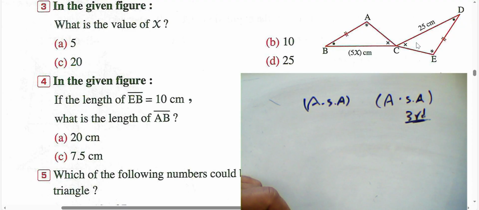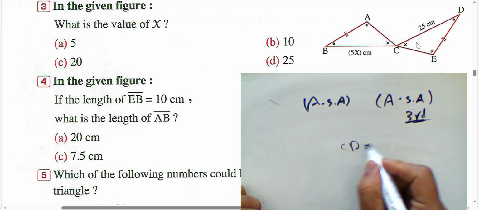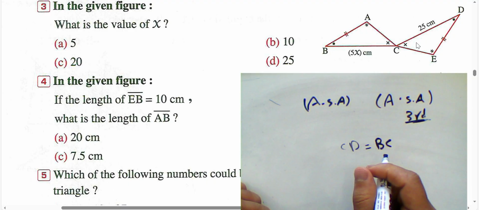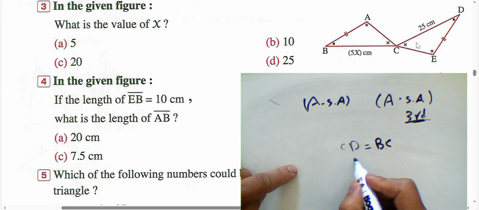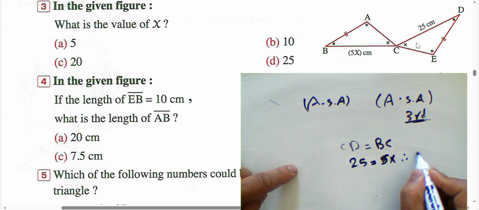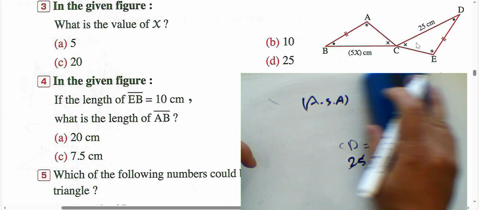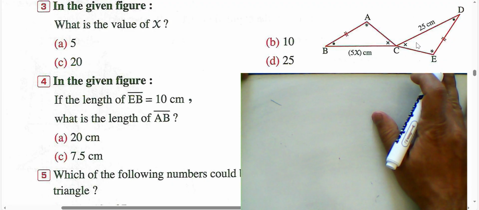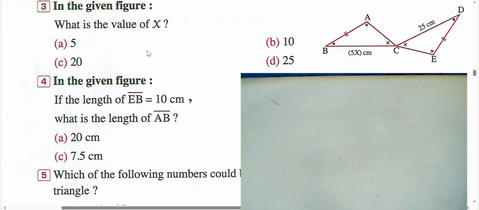The line segment CD will be equal to the line segment BC because the two triangles here are congruent. Then 25 equal to 5x, and the value of x will be 25 divided by 5, which is 5. The answer will be 5. This is the value of x, it will be 5. Choose letter A. Okay, next question.